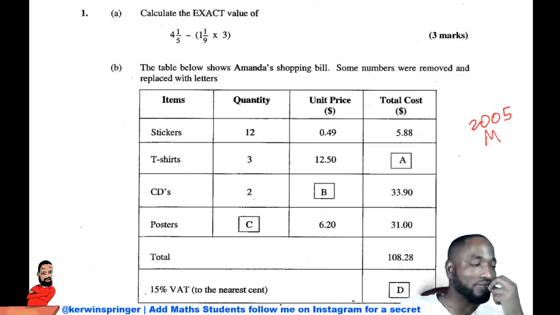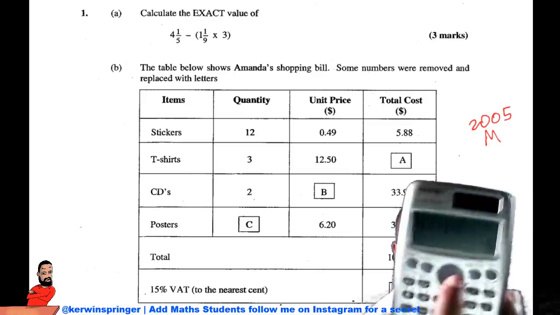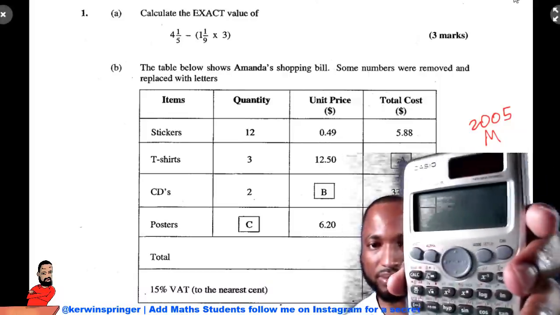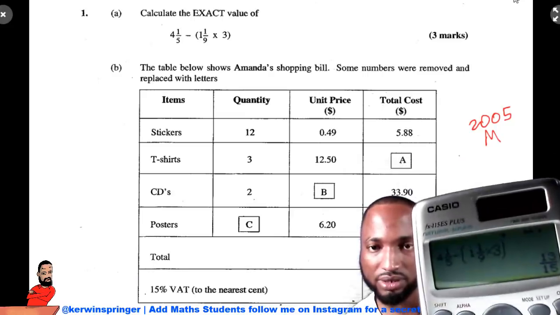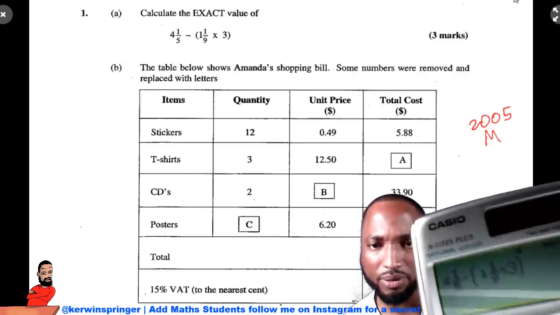And everybody getting 13 and 15. So, four and one fifth, take away, open brackets, one and one ninth, multiply by three. I'm getting 13 and 15 directly into the calculator. Oh, I need to watch here. I'm getting that. So make sure you put your brackets and everything like that, otherwise you'd run into problems. So hopefully everybody's seeing that.